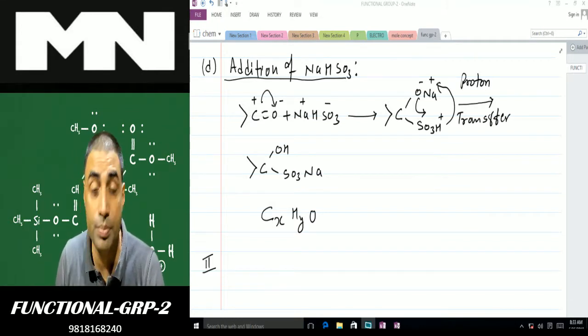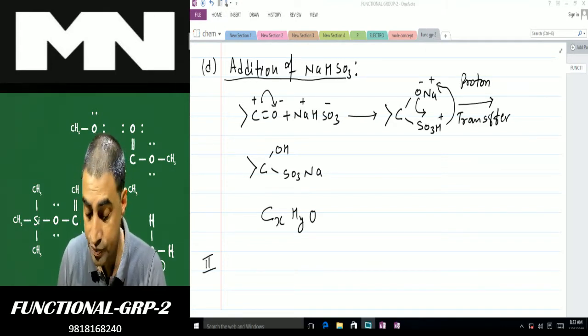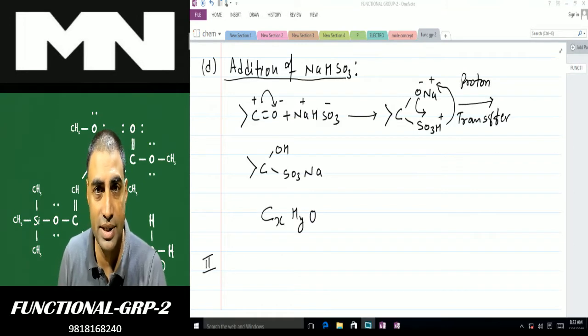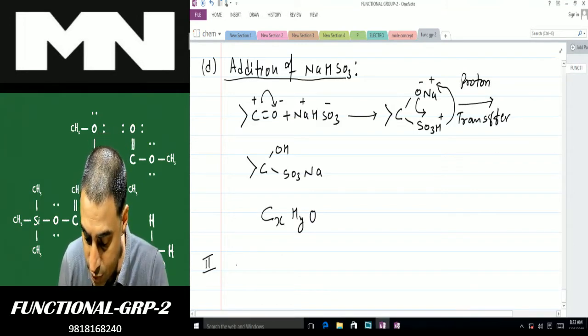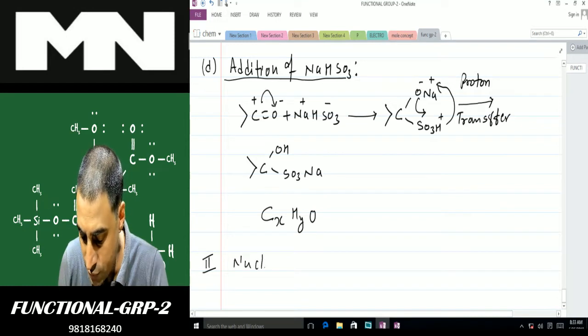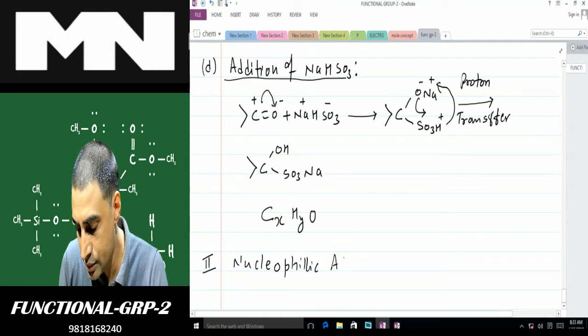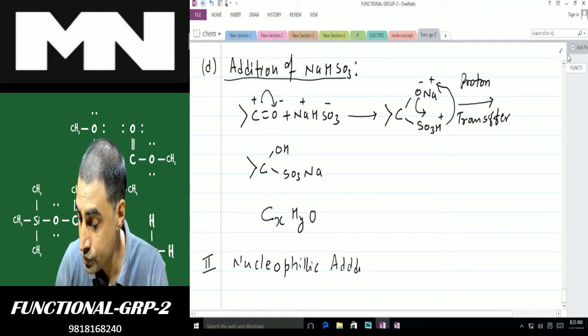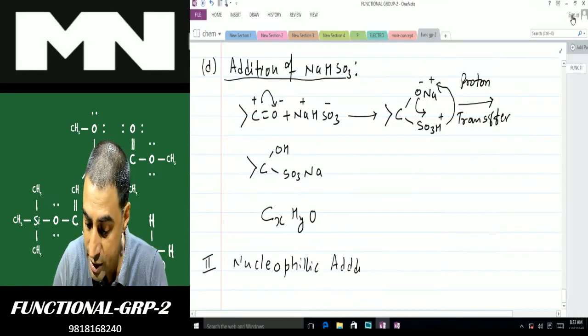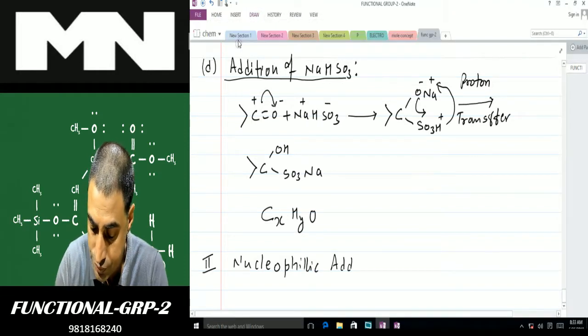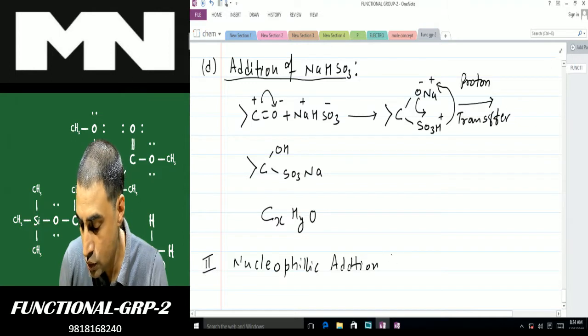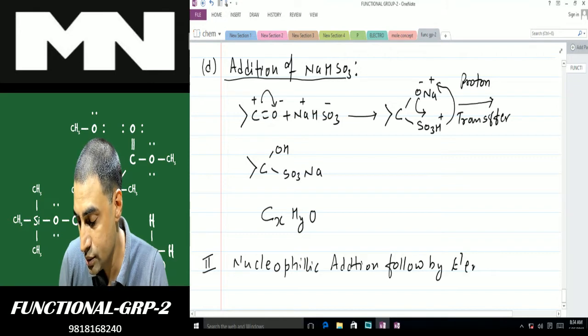We were doing chemical properties of aldehydes and ketones, so we'll continue with that. In the last session, we did nucleophilic addition reaction. In today's class, we'll be doing nucleophilic addition followed by elimination of water molecule.